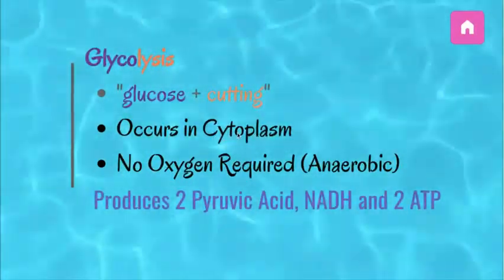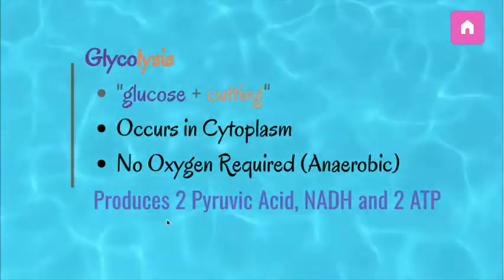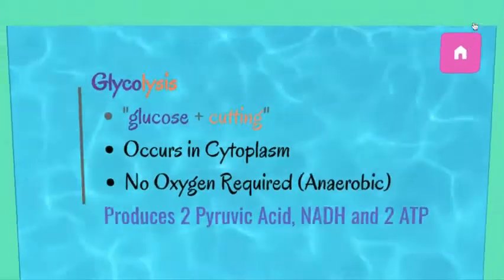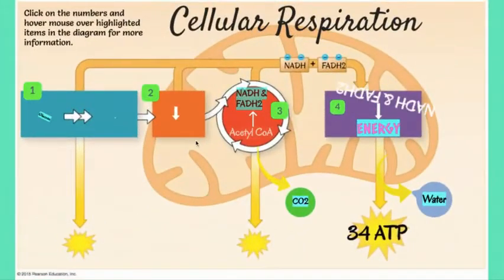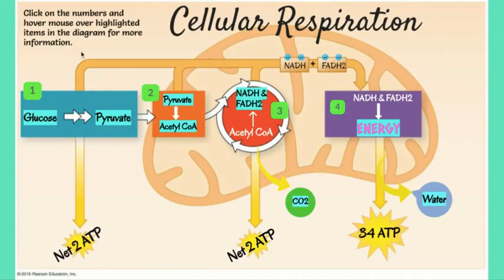This does occur in the cytoplasm, and oxygen is not required. This is the first step in cellular respiration, and it can be anaerobic or aerobic depending on which way it's going to go. Here we're going to produce 2 pyruvic acids, 2 NADHs, and 2 ATP. You'll see that on our diagram here. We end up with 2 net ATP, and 2 NADHs that are going to go to the very end.